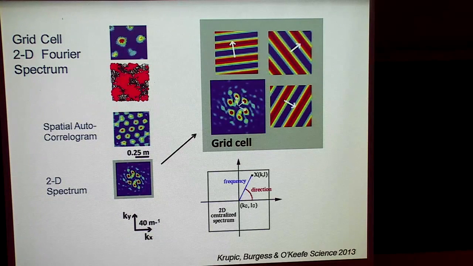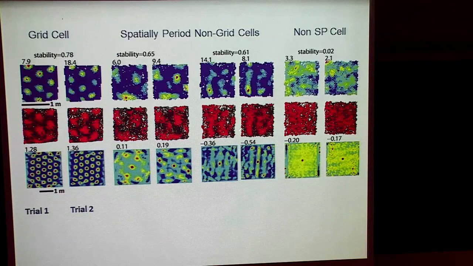That suggests that you might then go and look at other cells, because the grid cells are only a small percentage of the cells in the entorhinal cortex, and suggest that there may be other cells there which don't show the nice grid pattern, but which could also be similarly decomposed using this analysis. And so Julia Krupic undertook that, and in fact this was her idea. So in addition to grid cells, as shown here, she saw, particularly in the parasubicular area, a whole bunch of cells which are spatially periodic, but really aren't grid cells.